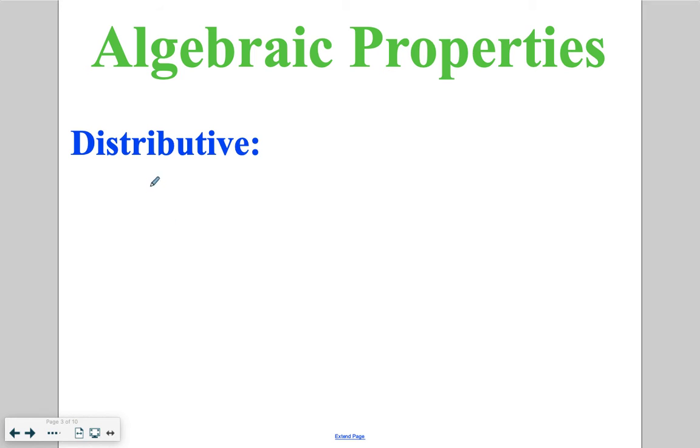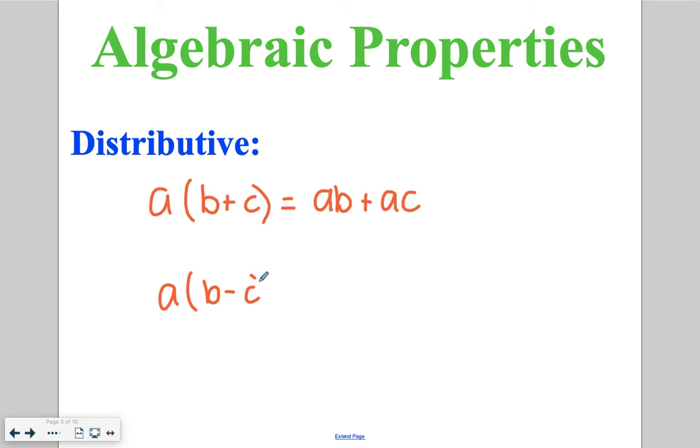The distributive property says that if you have a number, so I'm going to call it A, being multiplied with the sum of a number, so B plus C, you can distribute that multiplication to each piece. So A times B plus A times C. So A times the first plus A times the second. It works the exact same way if it is a difference. So if it is subtracted, you end up with a result of A times B minus A times C. Again, the first being multiplied by the outside and the second being multiplied by the outside.